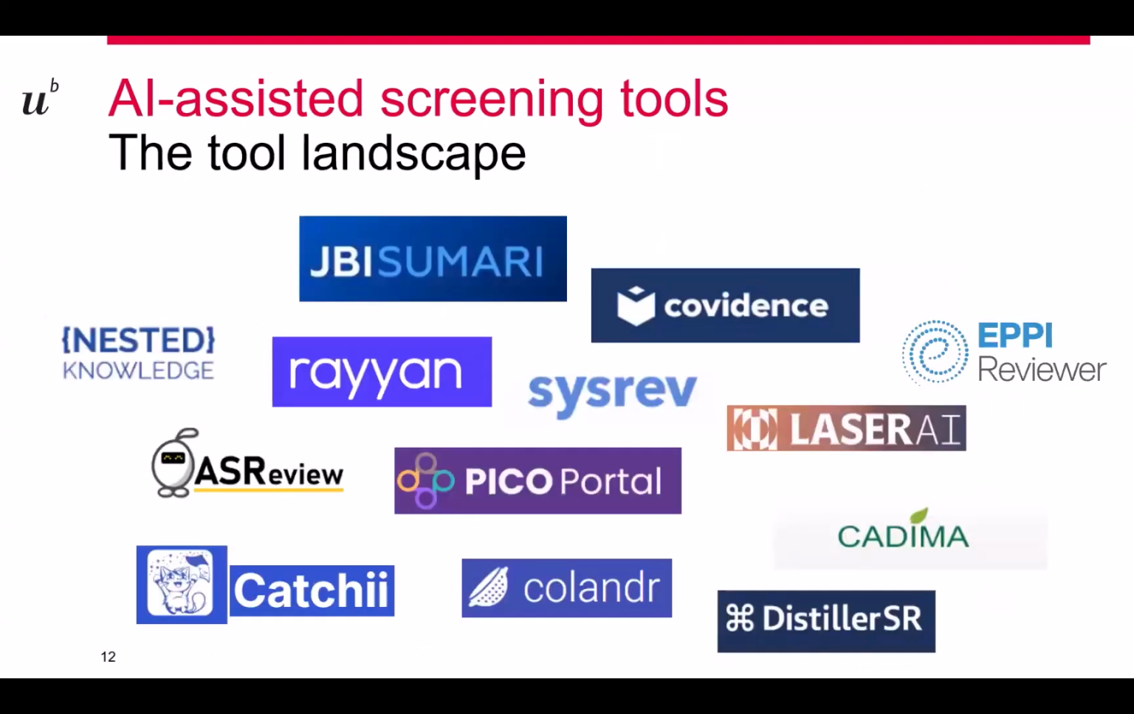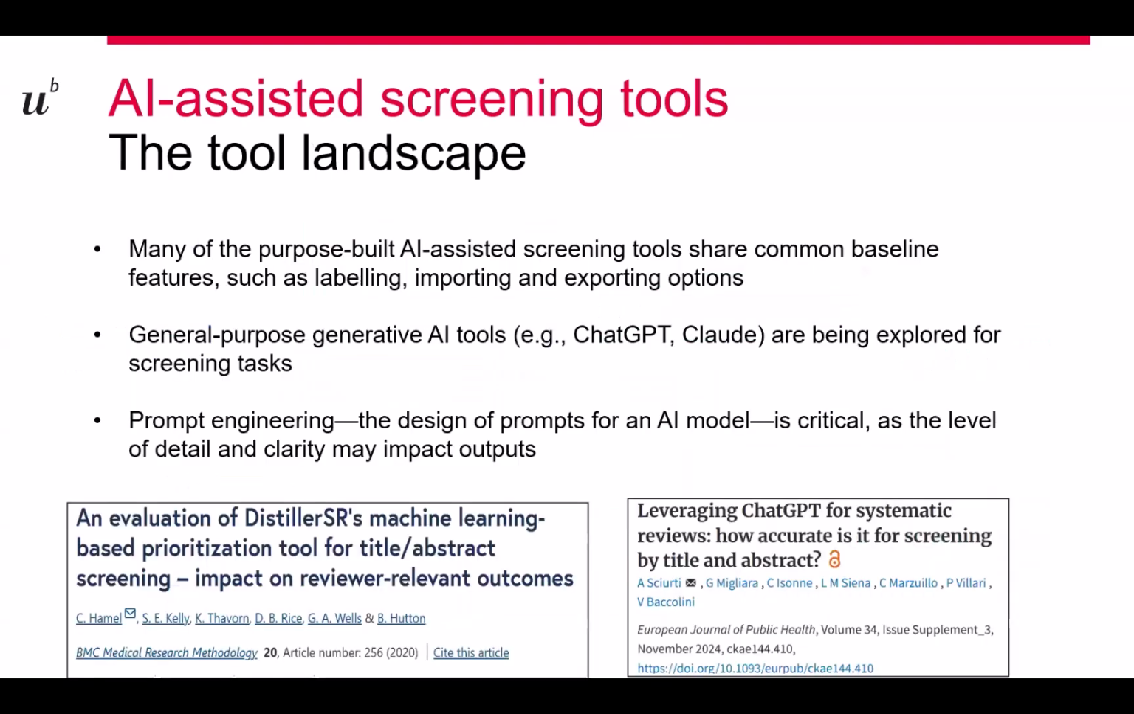And the tool landscape is very vast. There are all types of tools that you can consider when you're screening. But just to give you some ideas of what this looks like, many of the purpose-built AI-assisted tools have common features such as labeling, importing, and exporting. General purpose tools such as ChatGPT and Claude are also being explored for these screening tasks. But of course, the application is a little different, because prompt engineering is really critical, and the level of detail and clarity will impact the type of outputs you'll get. And so these are two different things.